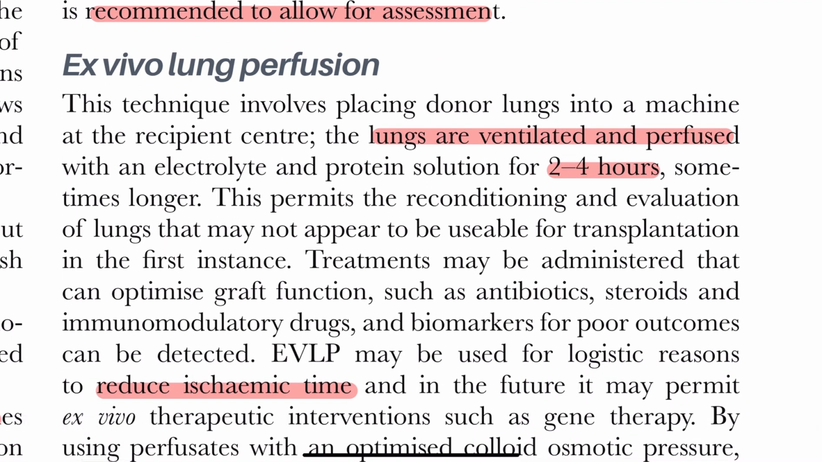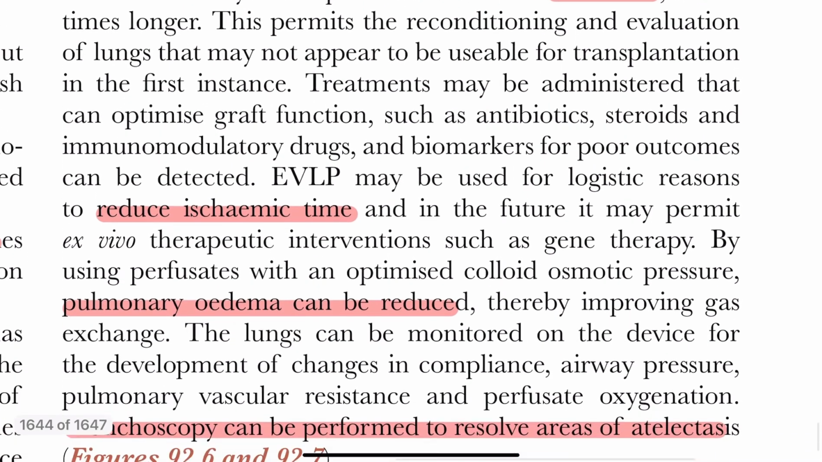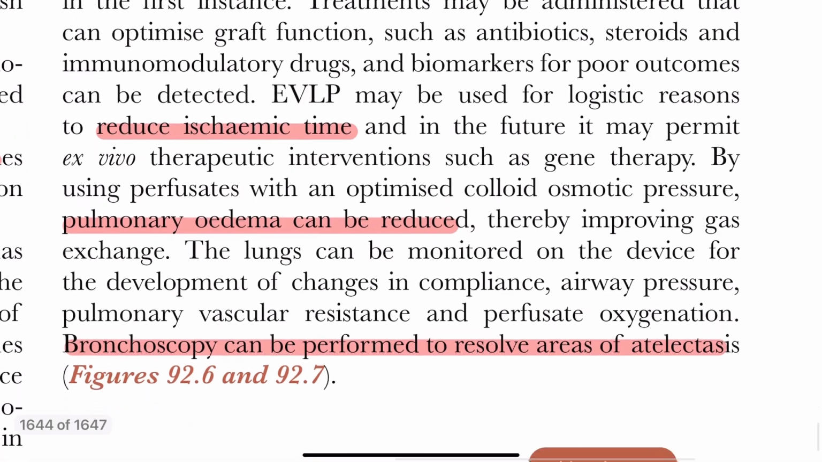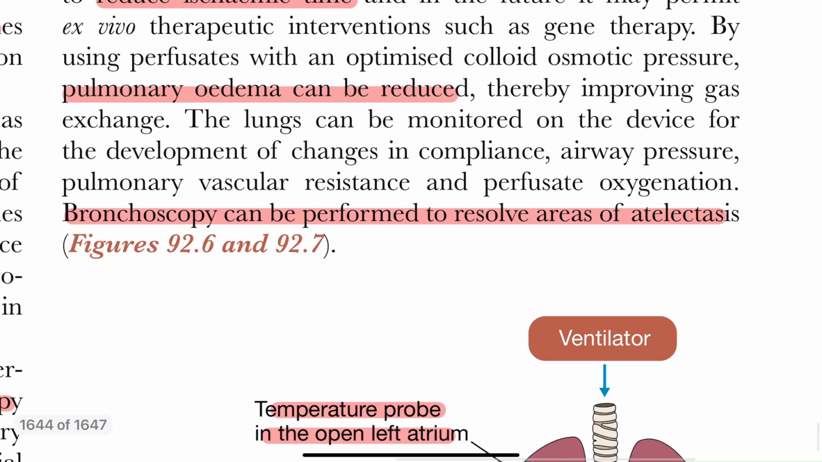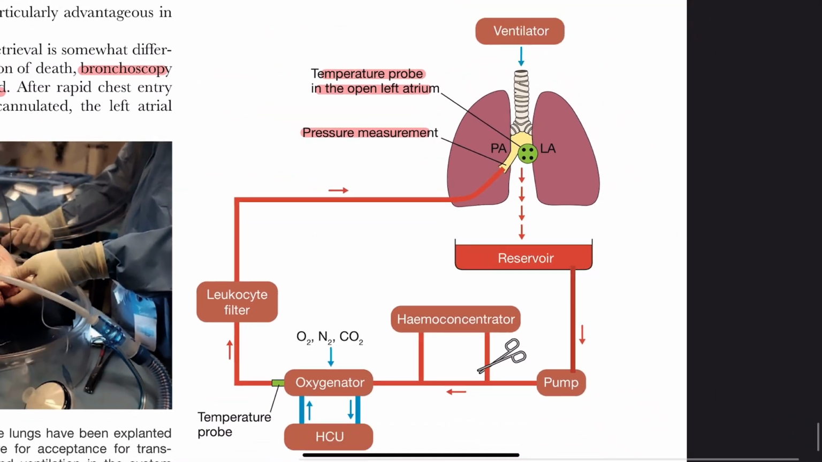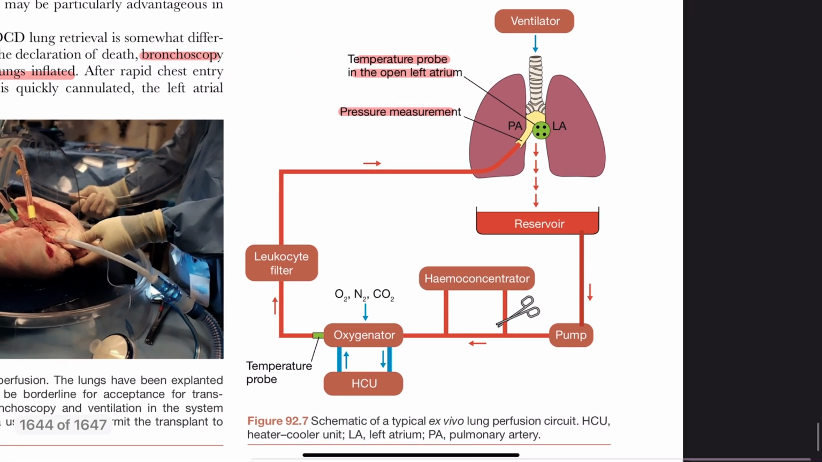Lungs are ventilated and perfused with an electrolyte protein solution for 2 to 4 hours. This will reduce the ischemia time, and this also reduces pulmonary edema. And bronchoscopy can be performed to resolve areas of atelectasis. So this is the system picture diagram, a typical ex vivo lung perfusion circuit.